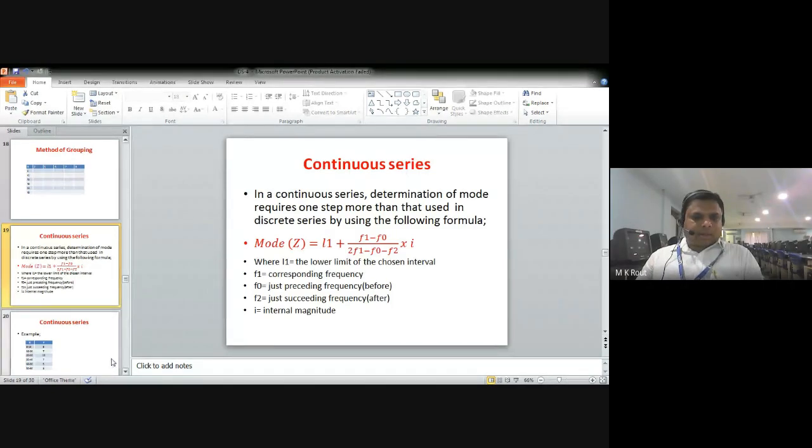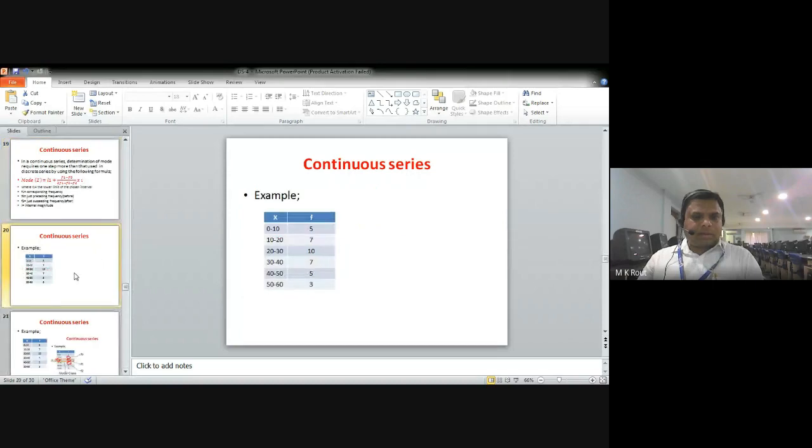In this case, a continuous series is given. That is, in the X column, 0 to 10, the respective frequency is 5, then 10 to 20, frequency is 7, 20 to 30, frequency is 10, 30 to 40, frequency is 7, 40 to 50, frequency is 5, and 50 to 60, the frequency is 3. Just note down all the data, then we'll proceed to solve it.